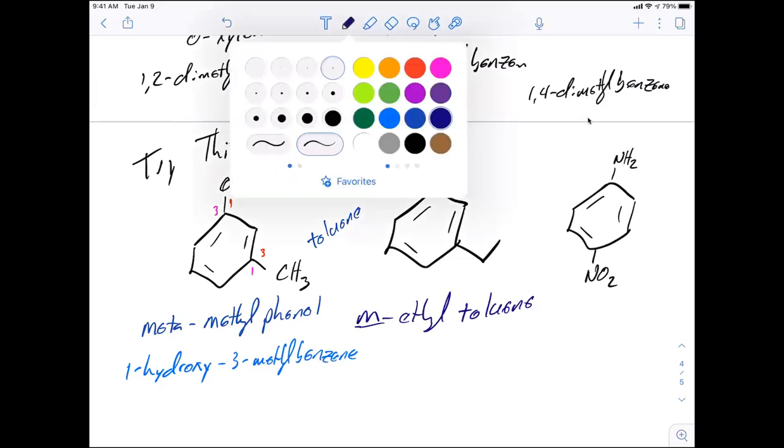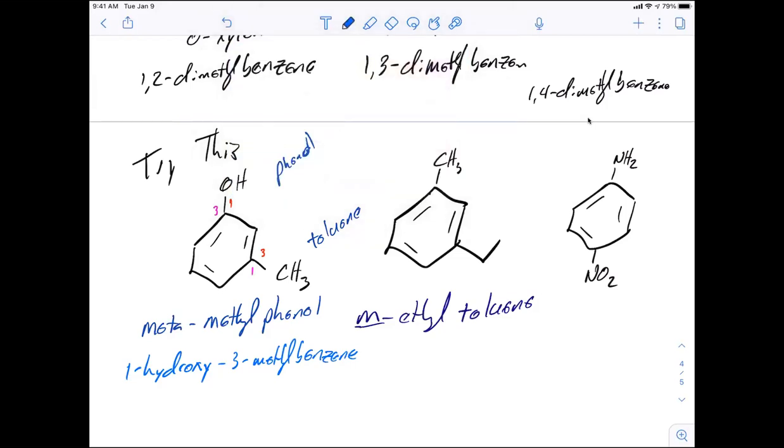If we name it the other way, now we got an ethyl and a methyl. Again, we have a 1,2 and a 1,3. The ethyl comes before the methyl. So I'm going to have 1-ethyl, 3-methylbenzene.